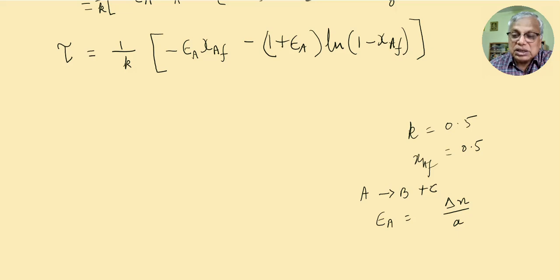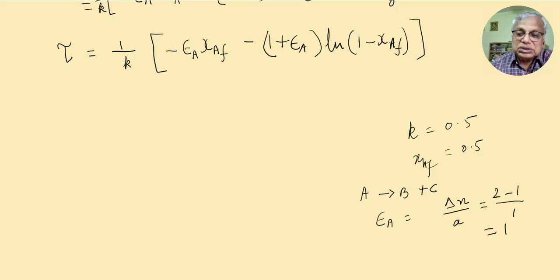So delta N is the difference in stoichiometric coefficients, product minus reactants. Product side 1 plus 1, 2, and reactant side only 1, so 2 minus 1. A is the stoichiometric coefficient of reactant A, that is also 1. So epsilon A is 1, XAF is 0.5, K is 0.5.